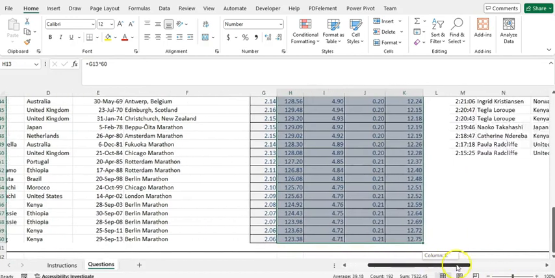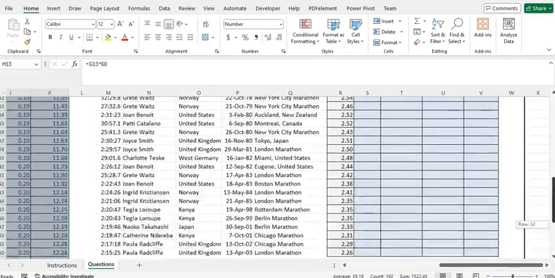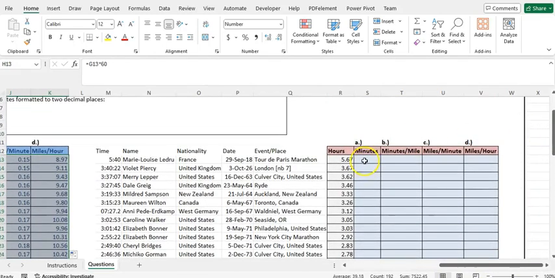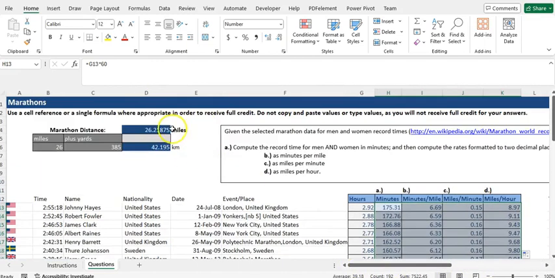Okay, and then you're going to need to repeat those processes for this table over here. You're going to do the same formulas for the minutes, minutes per mile, miles per minute, miles per hour, making sure that you're using this 26.21 as your miles. Do not use the 26. Hope this helps.